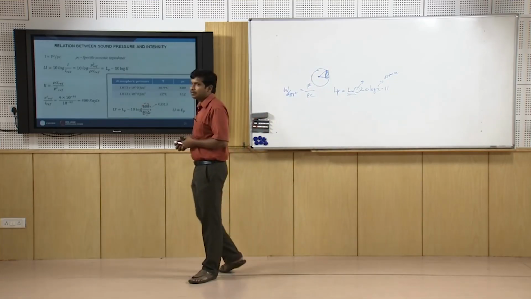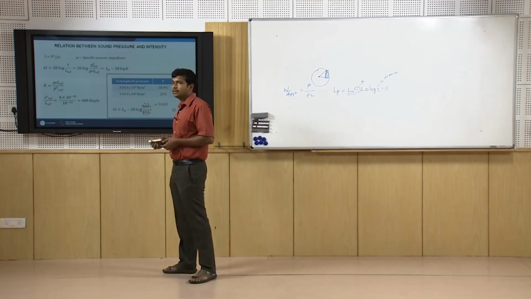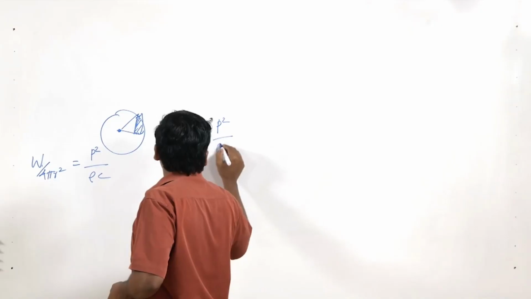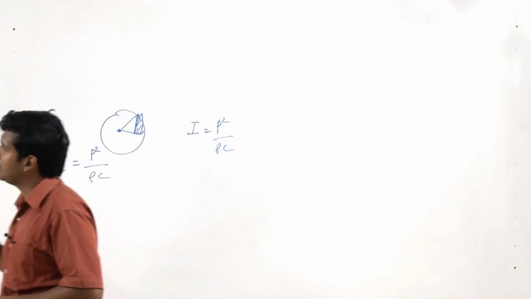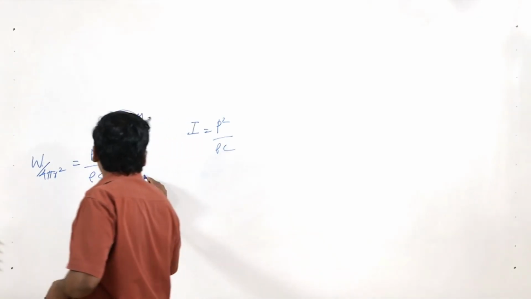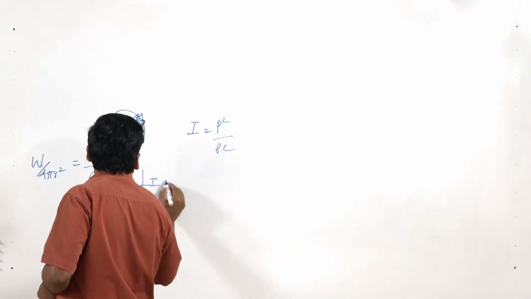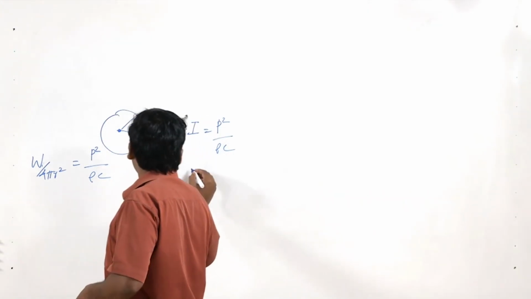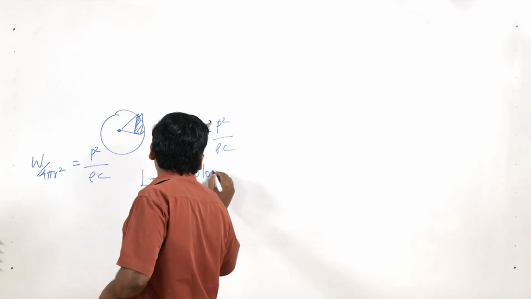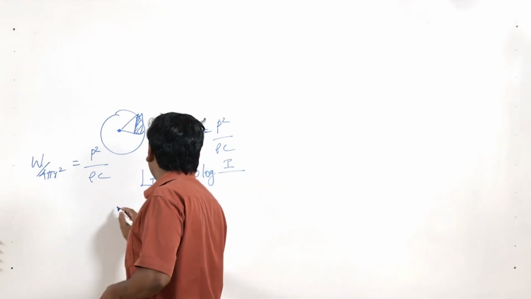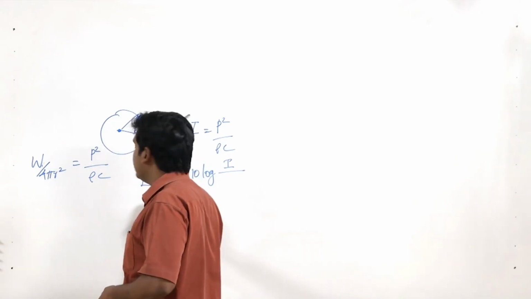Then the next thing is, how does sound pressure relate with the intensity? As we looked at here, intensity is P square by rho C. Rho C is a specific acoustic impedance. So now you can write this as, if I want to calculate Li, that is intensity level, this will be 10 log I by I reference. This is a logarithmic scale. So if I know the intensity, I need to find out the intensity level.